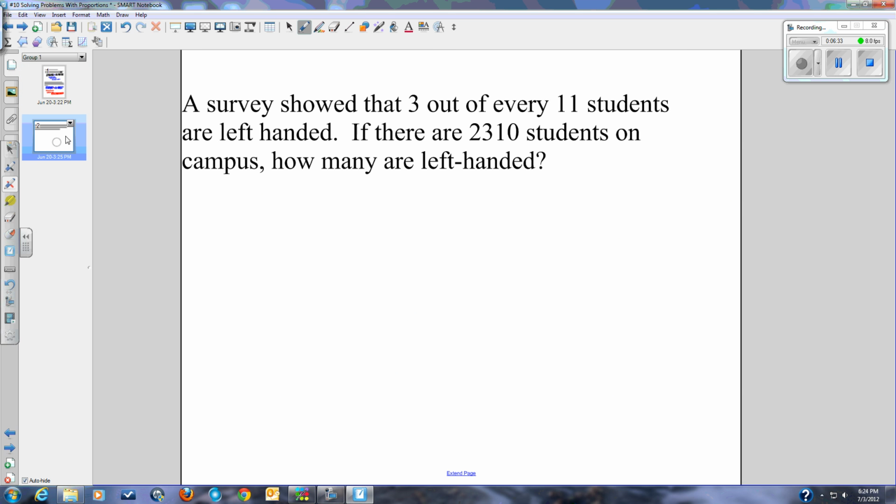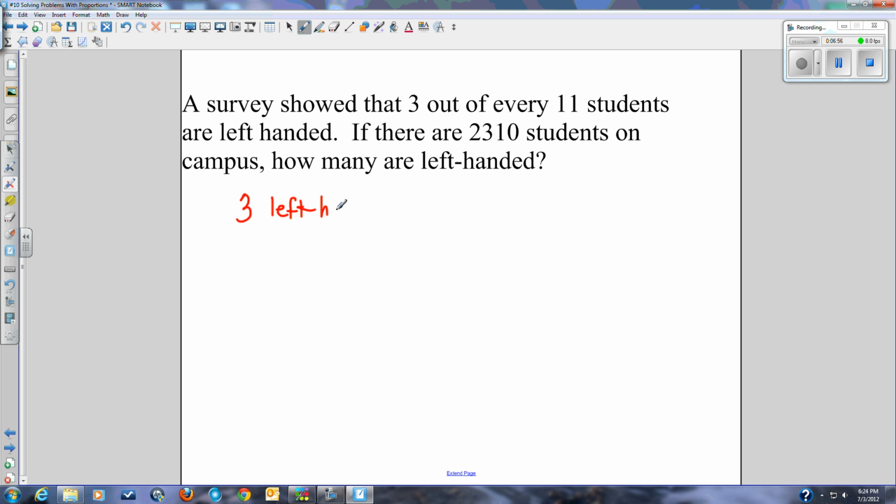Let's continue on. A survey showed that 3 out of every 11 students are left-handed. If there are 2,310 students on campus, how many are left-handed? So let's set up our proportion. We have 3 students that are left-handed out of 11 total.